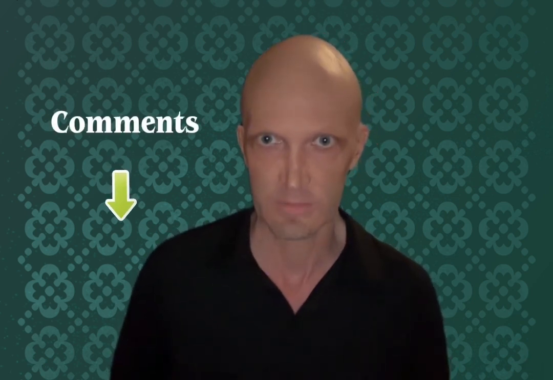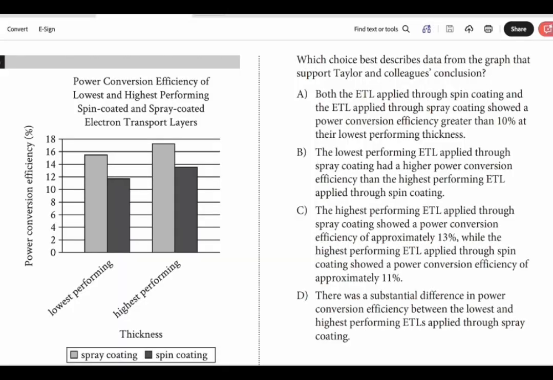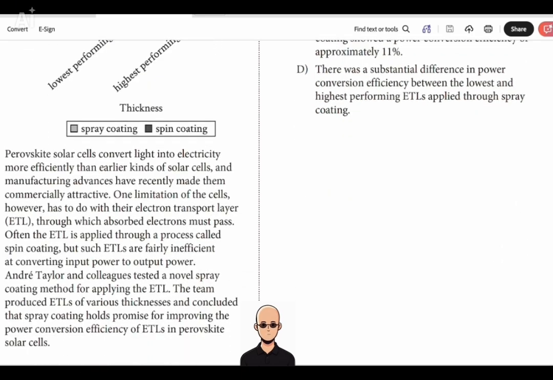We'll start with the graph question. You can find this question in the comments section below. It is taken from the College Board Digital Test number 10. Step 1. If we quickly skim the graph, we can see it presents a double bar graph about spray and spin coating. Then we read the paragraph and look for the claim.